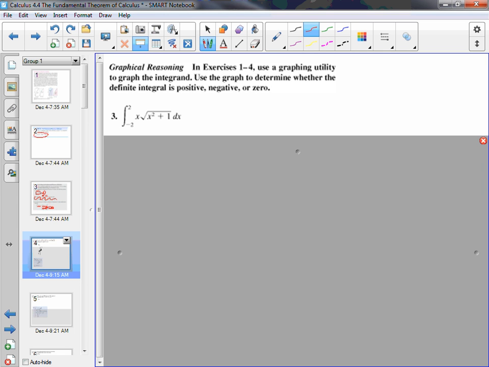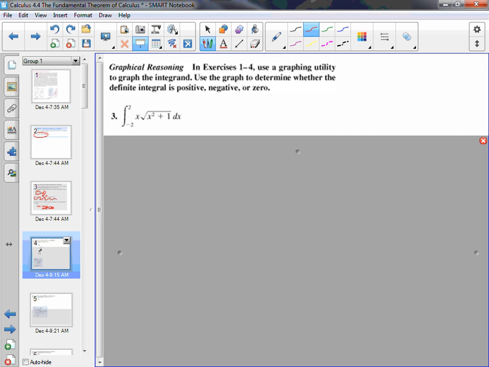All right, let's see how this works out. We're going to have several examples. So turn to page 291. And we'll start with number 3. It says use a graphing utility to graph the integrand, and then use the graph to determine whether the definite integral is positive, negative, or 0.